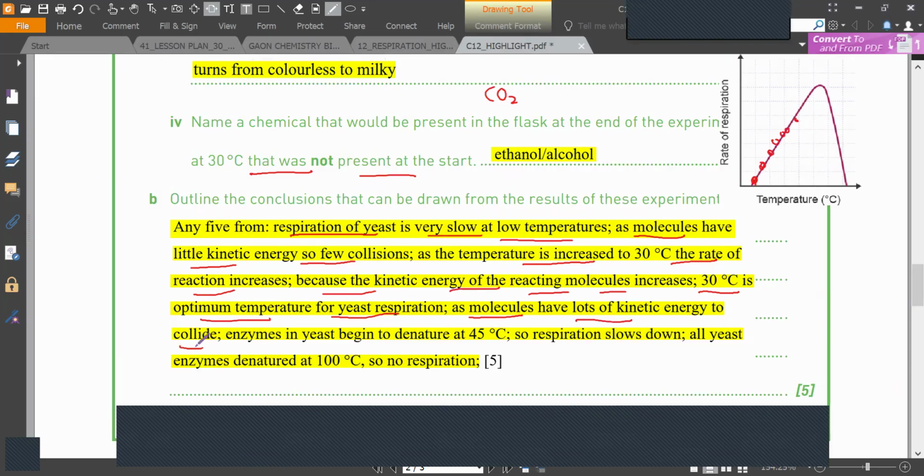Then the enzymes of the yeast start to denature at 45 degrees, so respiration will slow down. All the enzymes denature at 100 degrees Celsius, so no respiration happens. So these are the points that we need to include.